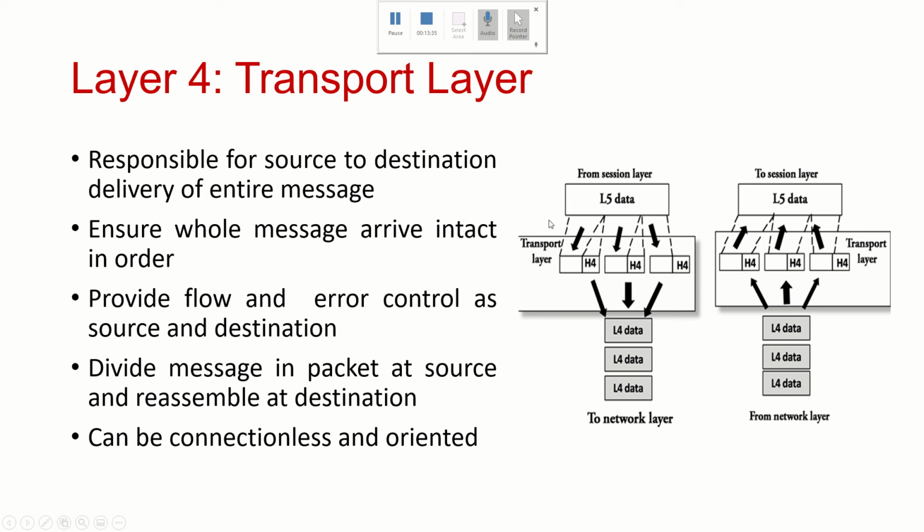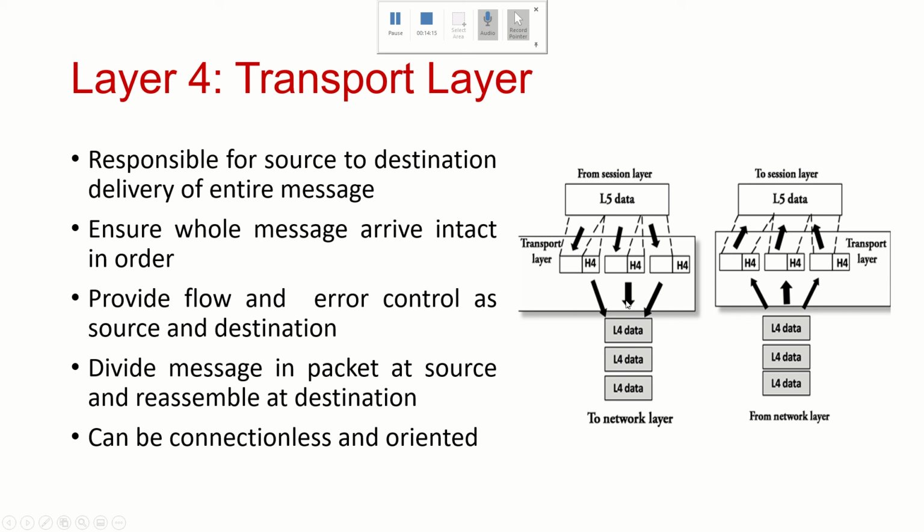The transport layer's main motive is to provide reliable delivery of the entire message. If we have sent a message of 4 data frames, it makes sure that the receiver also gets the 4 data frames completely intact and in order, meaning their arrangement is also the same as sent by the sender. This task is completed by the transport layer. It is handling the transportation of the entire message. And this layer also provides flow and error control both at the source and the destination side.